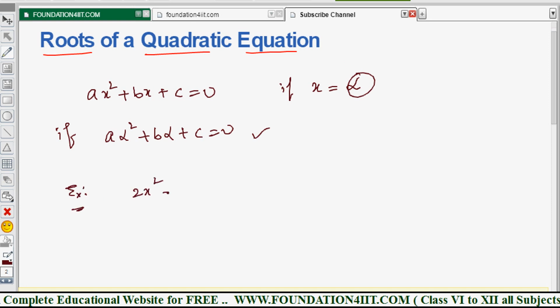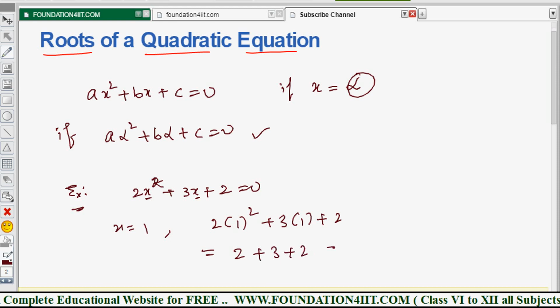For example, 2x square plus 3x plus 2 is equal to 0. Now in the place of x, what number if I keep makes this entire expression 0, then that is the root, right? Okay, for example, if x is equal to 1, that means 2 into 1 square plus 3 into 1 plus 2. Let us check whether it is 0 or not. 1 square is 1. Now it is 2 plus 3 plus 2, that is 7. So this is not equal to 0. That means x is equal to 1 is not the root.